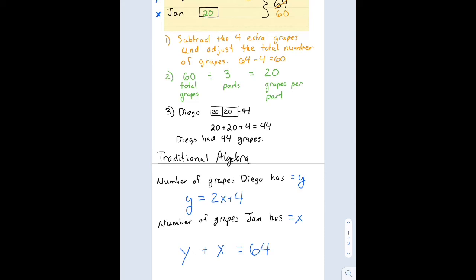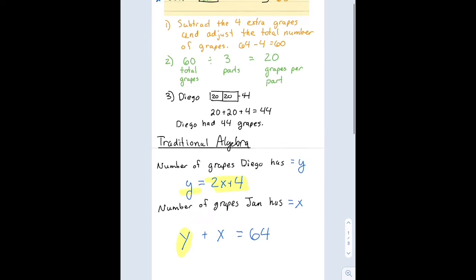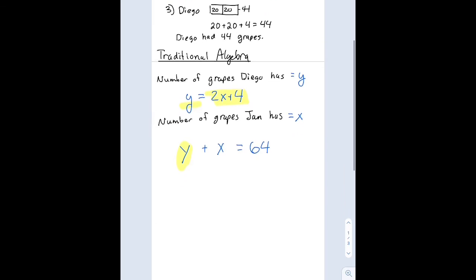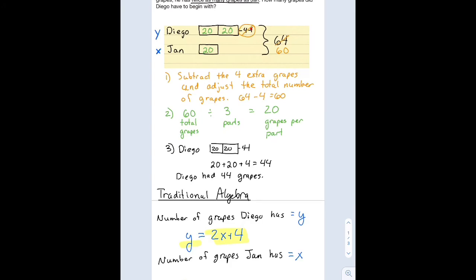Now I have 2 equations and 2 unknowns. I have a system of equations and I can solve. I'm going to use substitution. I'm going to replace the y with 2x plus 4 because that's what I know that y is equal to. This corresponds to my strip diagram. 2x plus 4 plus x was 64.